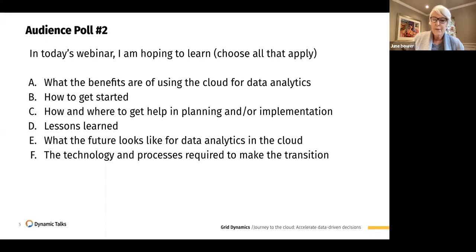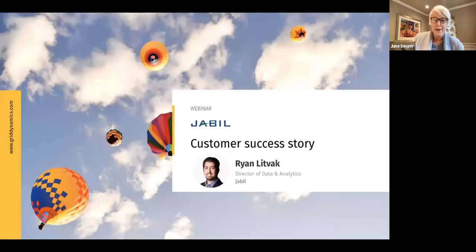Our panelists and myself will do our very best to address the things you're most interested in. And I think today our kickoff speaker, Ryan Litvak, is going to probably cover just about all of these in his talk. I think you're going to learn a lot. By the way, if you don't know Jabil, they're an amazing company. He'll probably tell you a little bit about it. I've had great experiences working with them, and if you ever need help with manufacturing and manufacturing expertise, they are the ones to go to. They have been in this valley for so many years and done so many great things with so many companies I've worked with. So Ryan, I want to introduce you and turn it over to you.